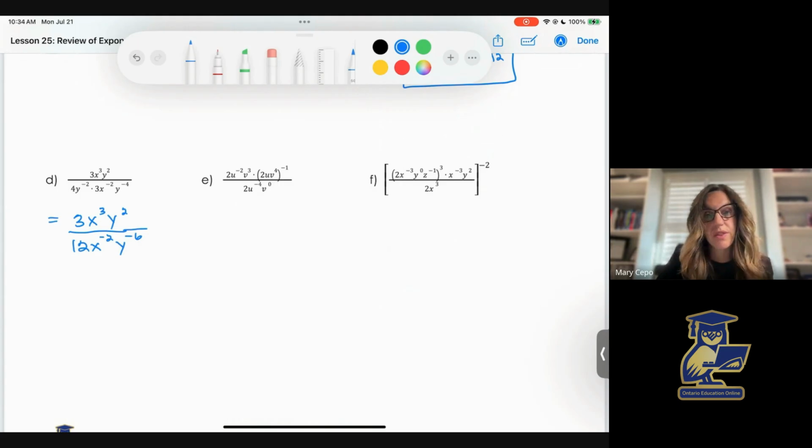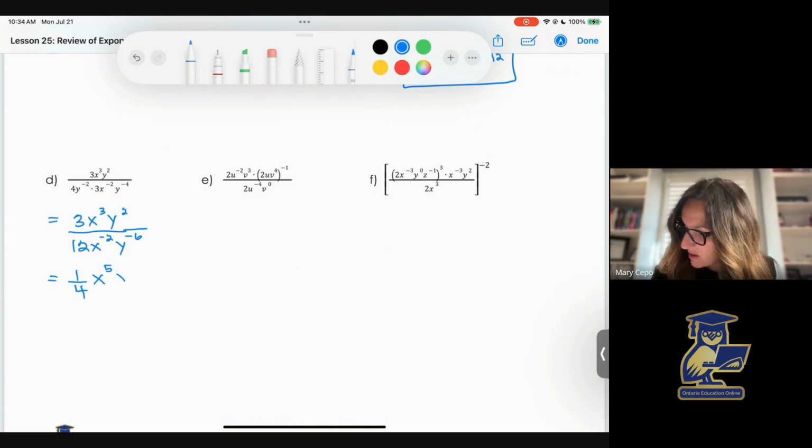Okay, so now that we simplified that, we can apply that quotient rule. Again, 3 and 12, they're not the same base. There's no exponent rules we can apply, but we can simplify that. 3 over 12 is the same thing as 1 over 4, because we could divide both 3 and 12 by 4. Then we're going to take dividing powers of the same base. You subtract their exponents. 3 minus negative 2. So keep that in mind. 3 minus negative 2, those two negatives become a positive. So it's 3 plus 2, which is 5, and y to the power of 2 minus negative 6. Those two negatives become a positive, so it's 2 plus 6, which is 8.